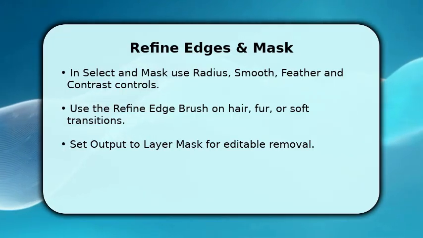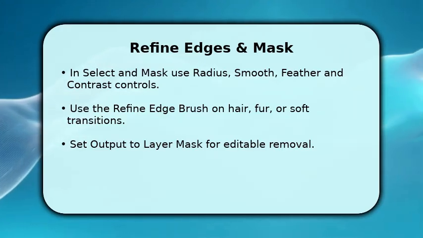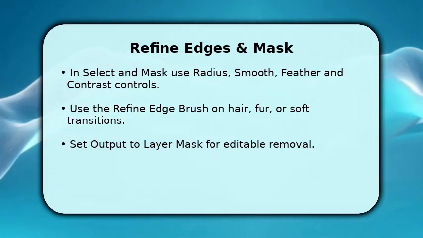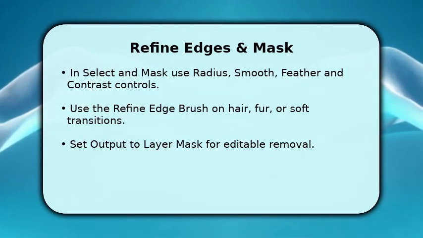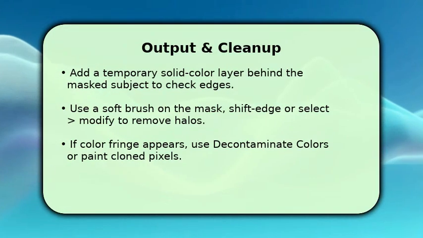Then set output to layer mask so the removal stays editable. This lets you paint back or refine areas later, which is why masks are useful. You finish by putting a solid color layer behind the masked subject to inspect halos and color fringing.